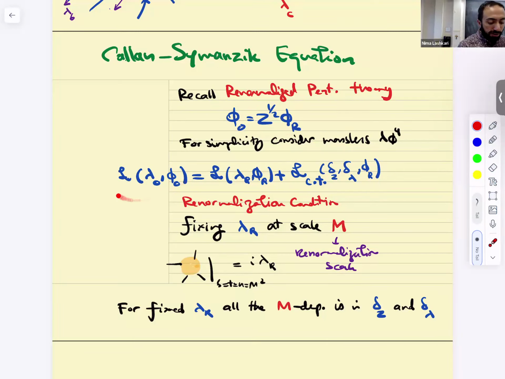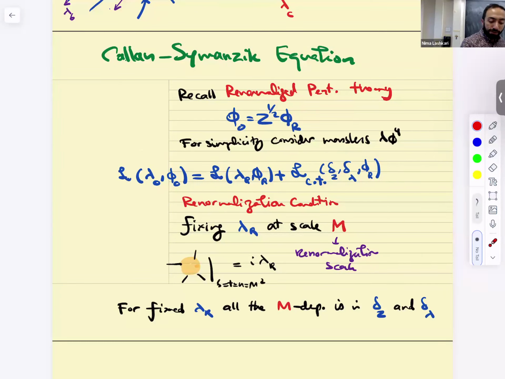Then we rewrote the bare action as the same action for the renormalized field and renormalized couplings, and then a whole bunch of counterterms. But importantly, the counterterms are treated as interactions for the renormalized field. Then we looked at renormalization conditions.